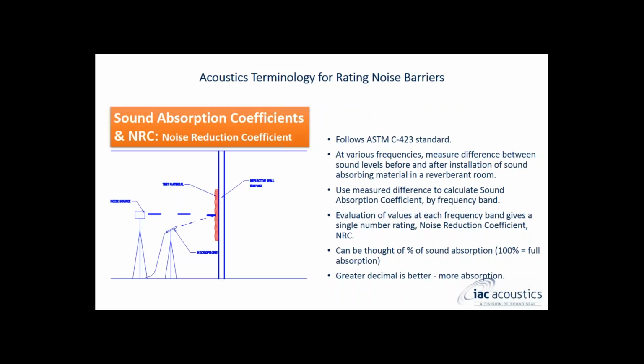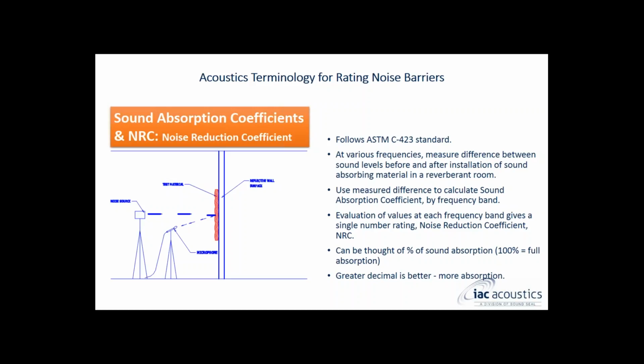And we have to measure that sound absorptive property at a range of different frequencies as well. We measure the sound absorption coefficient, which is basically a percent of the sound energy that's striking a material that's absorbed by the material, and evaluate the performance at a range of frequencies to come up with a single number rating, the noise reduction coefficient, or NRC. It's expressed as a decimal, and the bigger the decimal, the better sound absorber the material is.